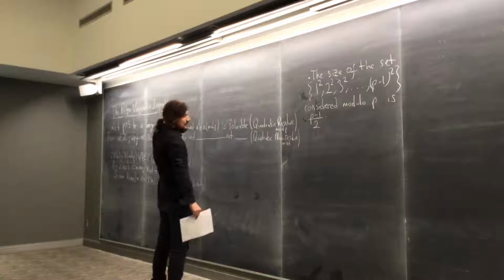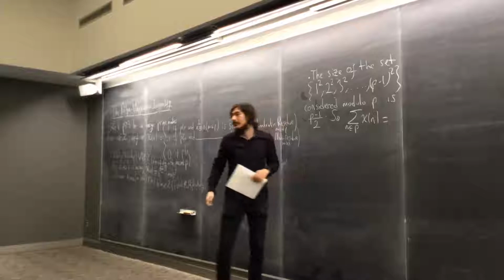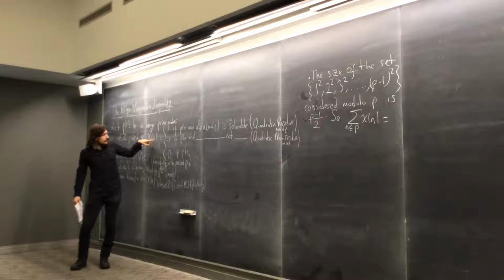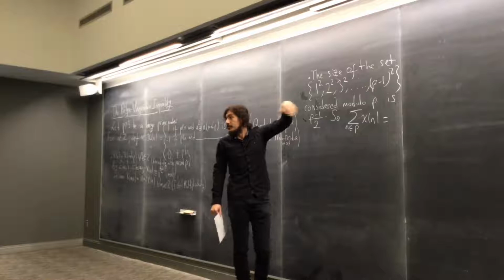The point is that, what is this sum? Here we are summing all the way up to p the values of chi. Chi is taking values plus 1, minus 1, or 0. It is 0 only when n is equal to p in this sum. So what is this sum? Half of the numbers are quadratic residues. The rest are quadratic non-residues. So what is this sum? 0.